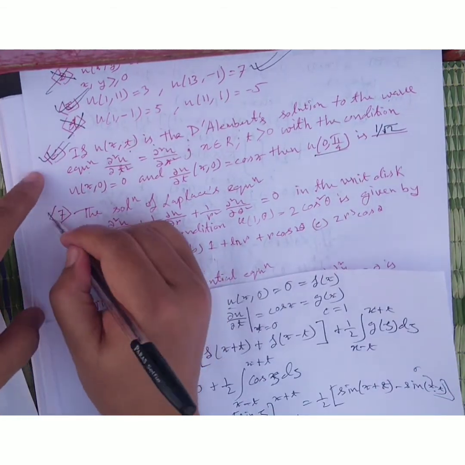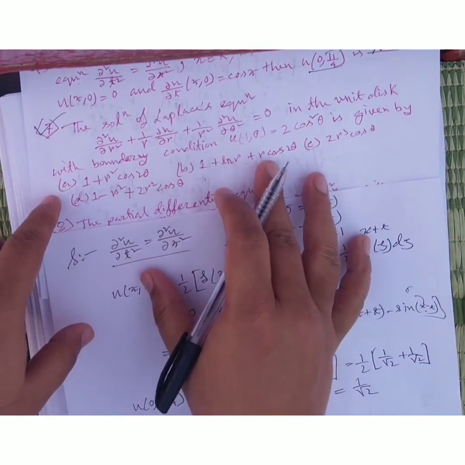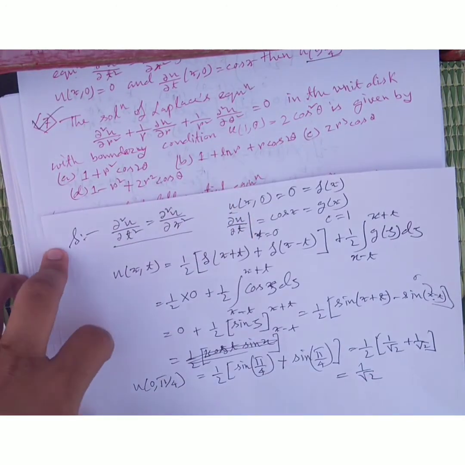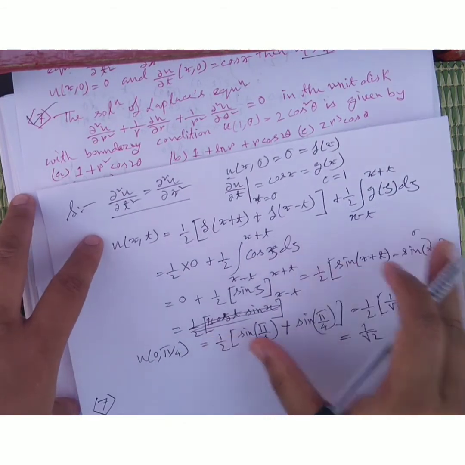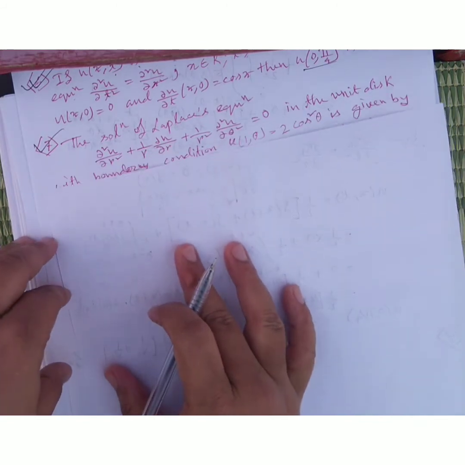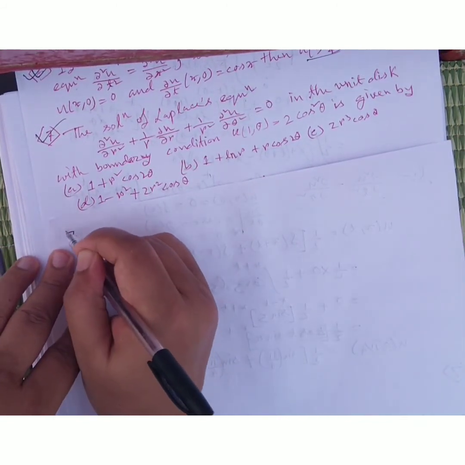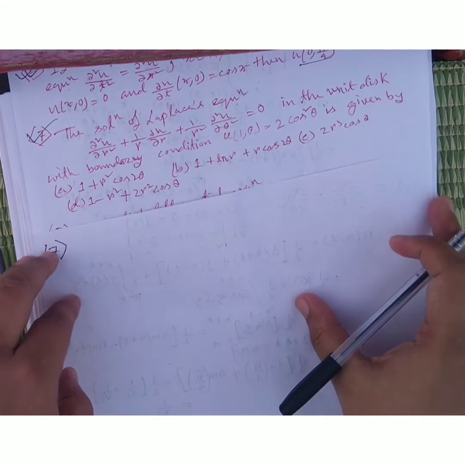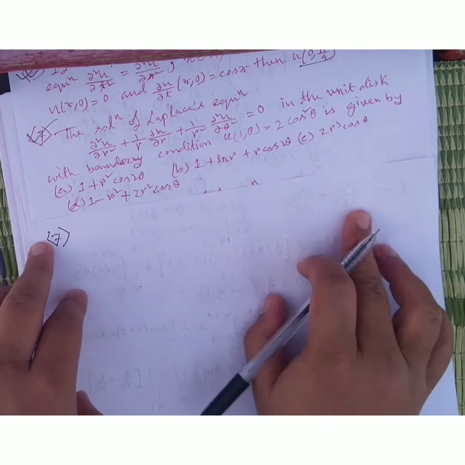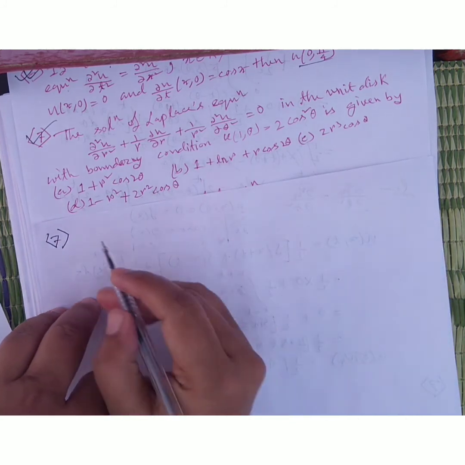Next answer is 7. Number 7 is very, very important, friends, because this formula is very, very important. All the formulas you have to remember. The main problem is remembering the formula, and remembering formulas is very, very important for competitive examinations or everywhere.